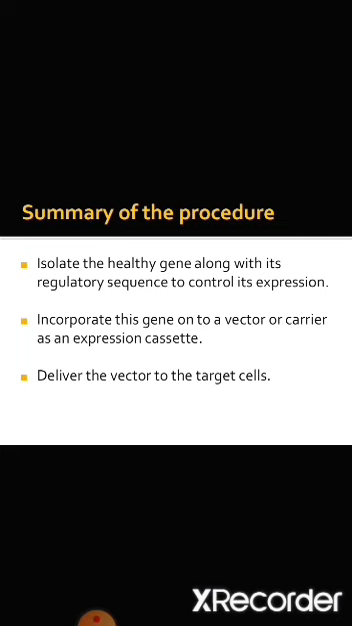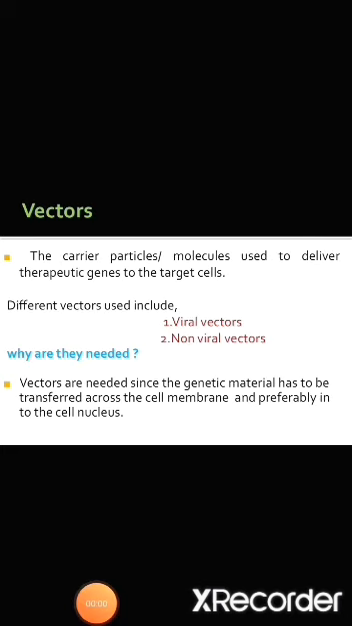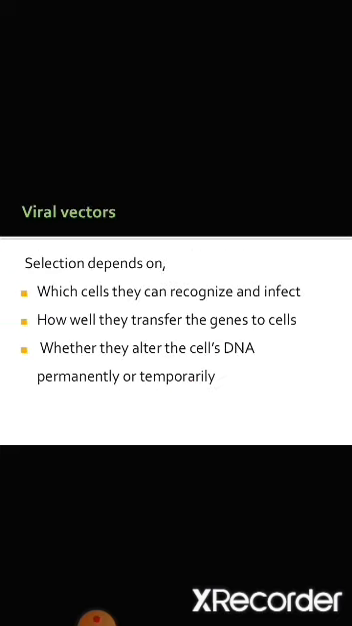Summary of the procedure is: isolate the healthy gene along with its regulatory sequence, incorporate this gene onto a vector, and deliver the vector to the target cells. Vectors are the carrier particles or molecules which are used to deliver the therapeutic genes to the target cell. Different vectors used include viral vectors and non-viral vectors. And why are vectors needed? Since the genetic material has to be transferred across the cell membrane and preferably into the cell nucleus. So the process of virus-mediated gene transfer is called transfection.